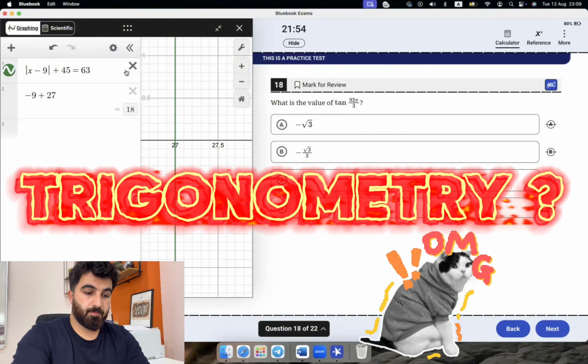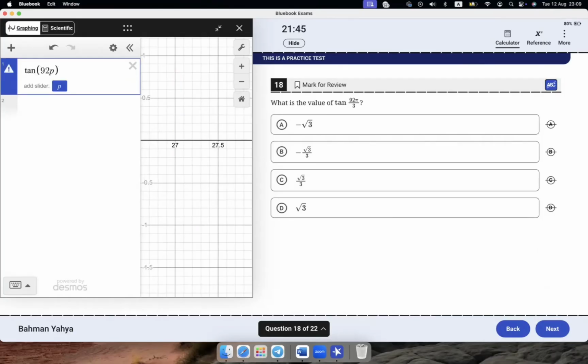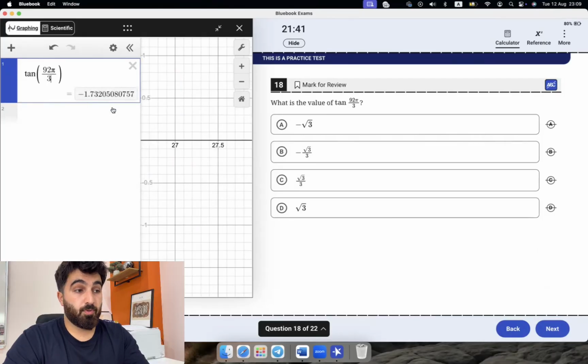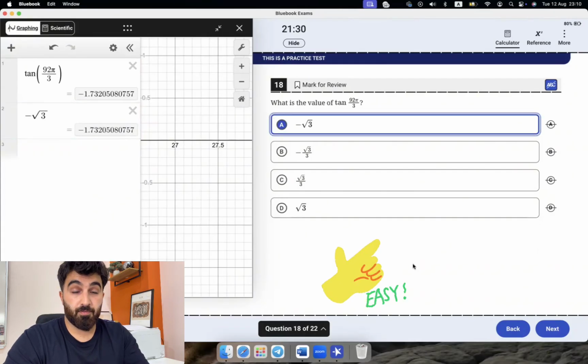What is the value of tangent? Look, guys, you can just type it into Desmos to get decimals. What is the answer? Negative 1.7 and so on. You can check the answer key one by one. Let's write negative square root, oh sorry, square root of 3. Are they the same? Yep, they are the same. So I'll pick this one as the answer. If it was not, I'd check the answer choices one by one.